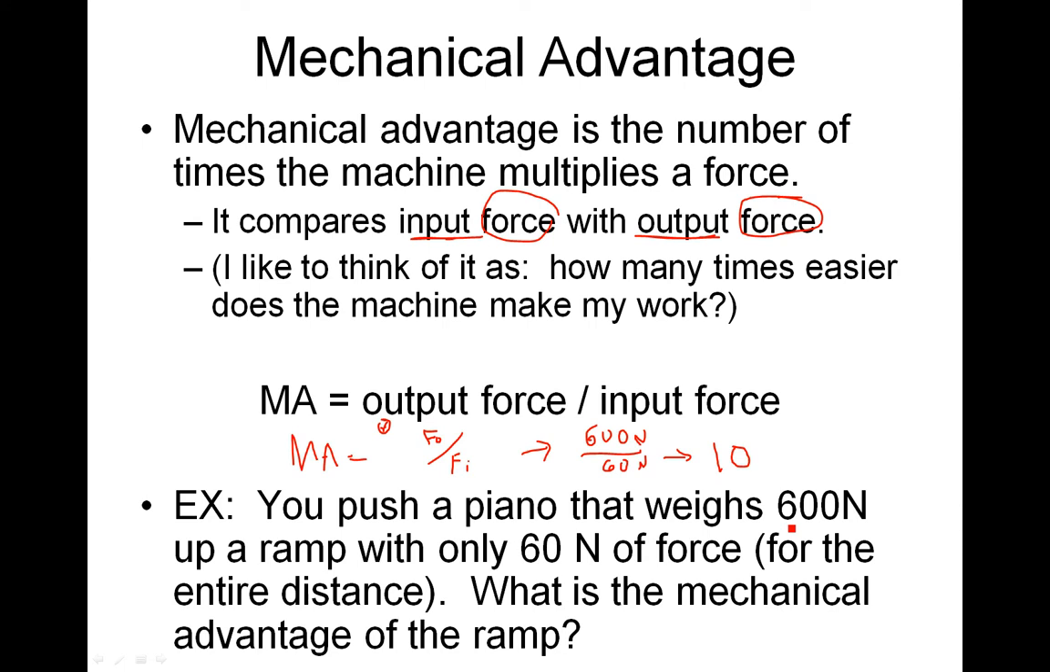What's my unit label? I had newtons over newtons. Don't those cancel out? Yes. No unit label. 10. That's my answer. Because remember, it's how many times the machine multiplies the force. It multiplied the force 10 times. It made it 10 times easier.